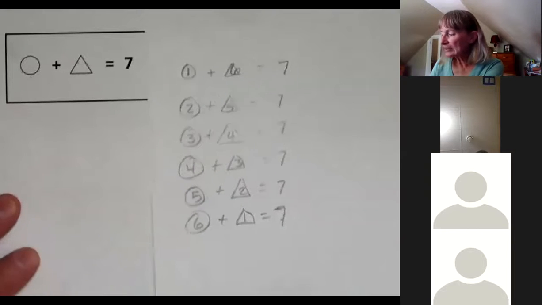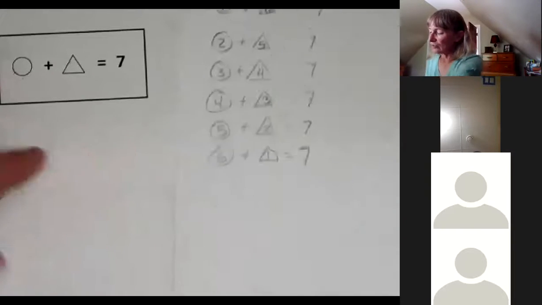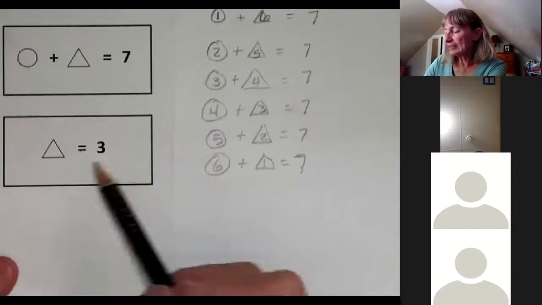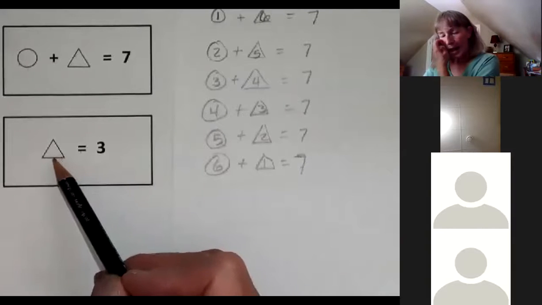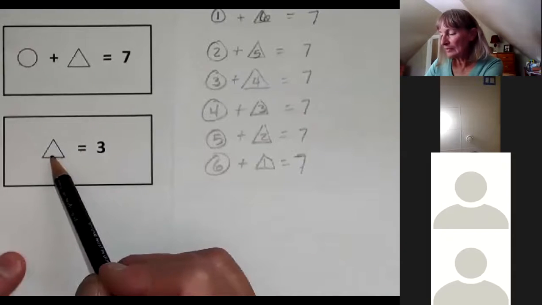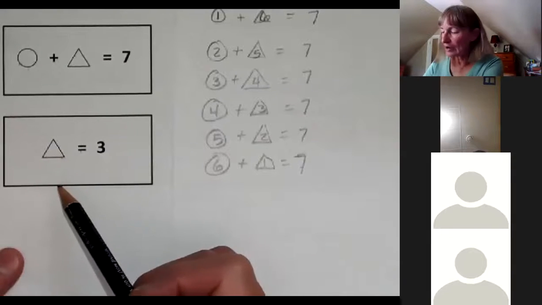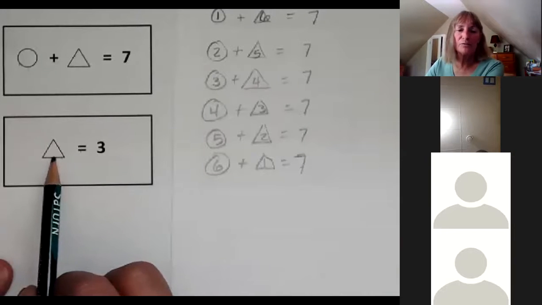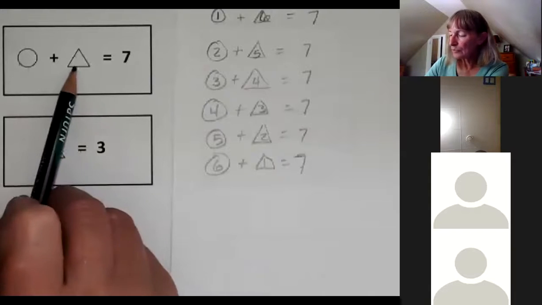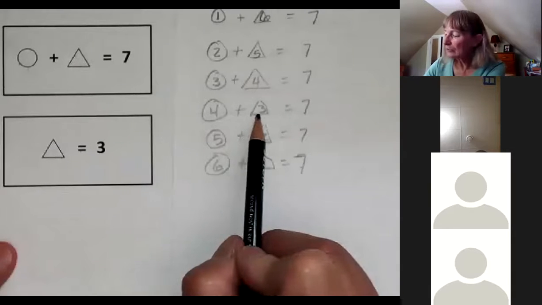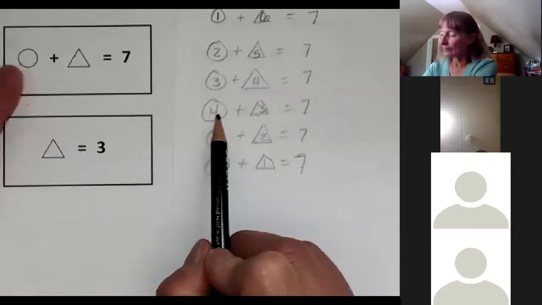But if I give you a second clue, which is not that one, it's this one. Now, if I give you this clue, and on one set of clues, the value in the triangle is always going to be the same for every equation. This clue tells me exactly what triangle equals. Triangle equals 3. So I know I have to put a 3 in right there. And when I do that, the only correct answer for circle is 4.